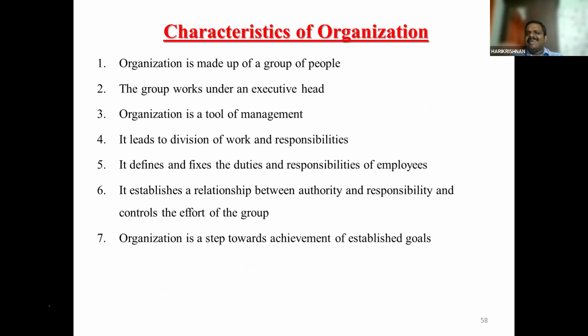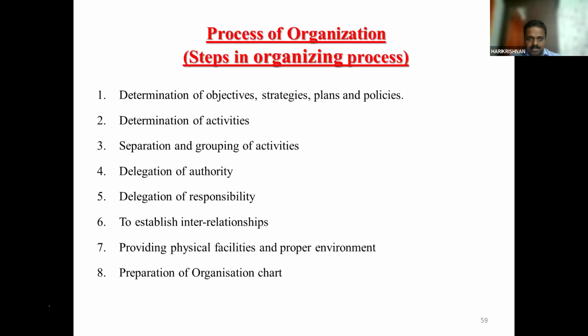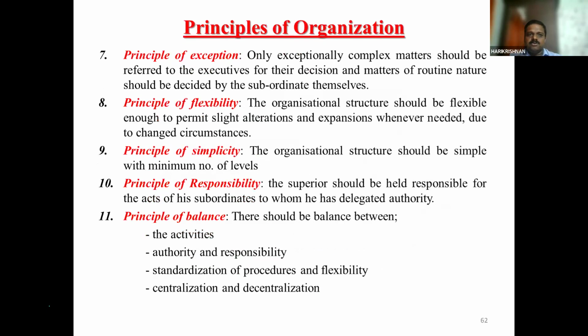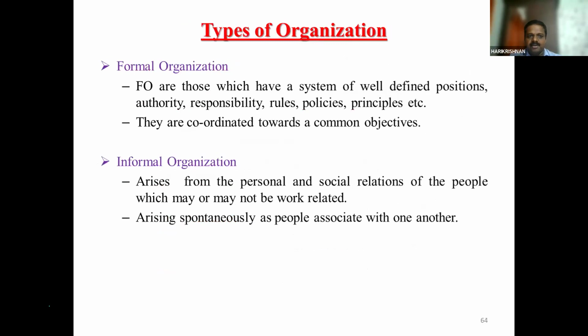So these are the basic characteristics of an organization. It will be made of a group of people. There will be a head. Organization is a tool of management. Work and responsibility will be divided, and duties and responsibility will be fixed. Authority, responsibility and control will also be fixed. So what is the final step of an organization? To achieve the goals. So these are the things we are going to study.